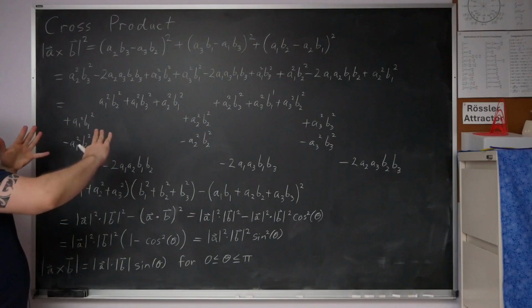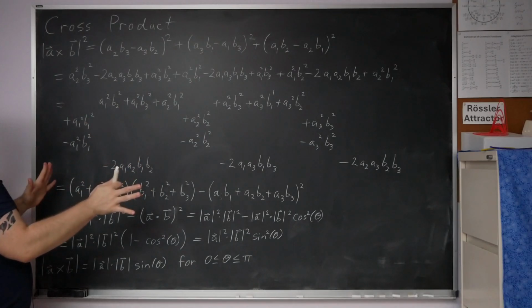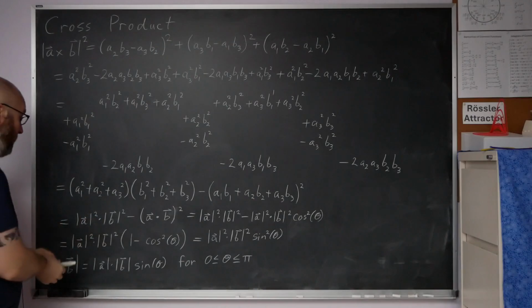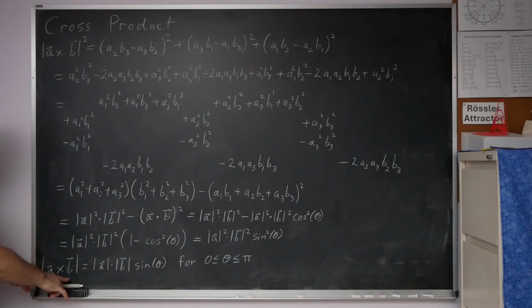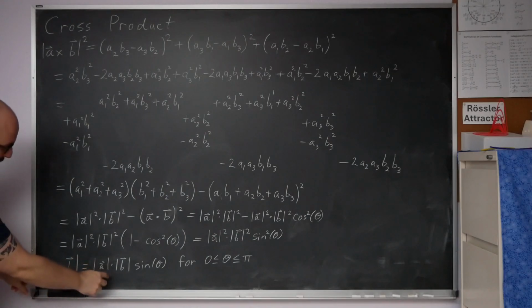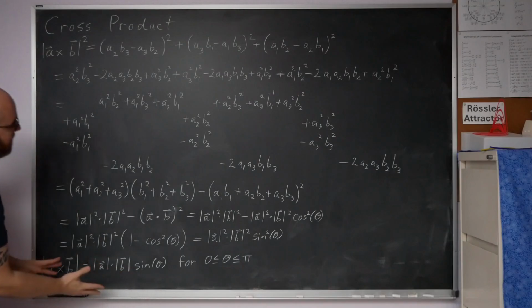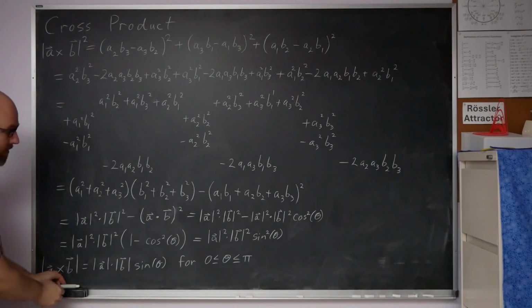So I had to do this board beforehand. I didn't write it as I went because it was really complicated. So let's go ahead and go through. The answer at the end of this is the magnitude of A cross B equals magnitude A times magnitude B times sine of theta, where theta is the angle between the two.